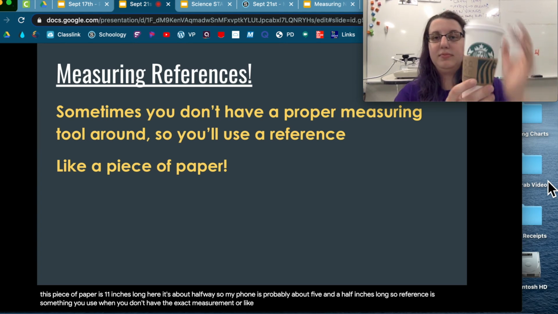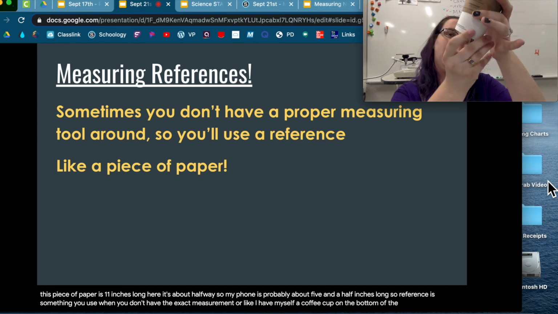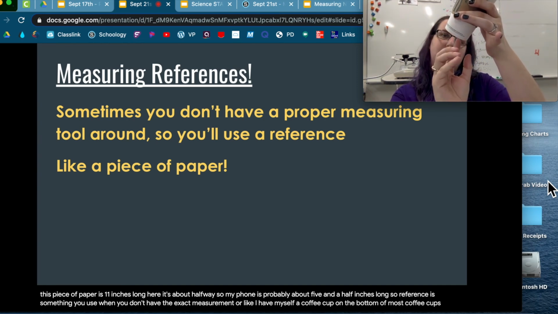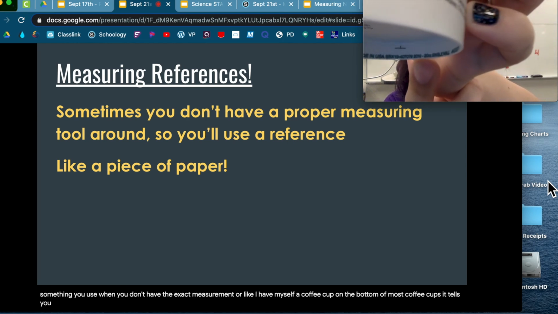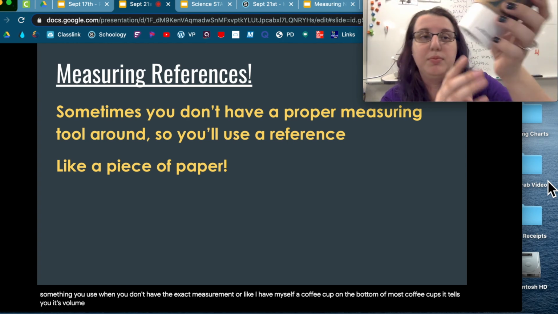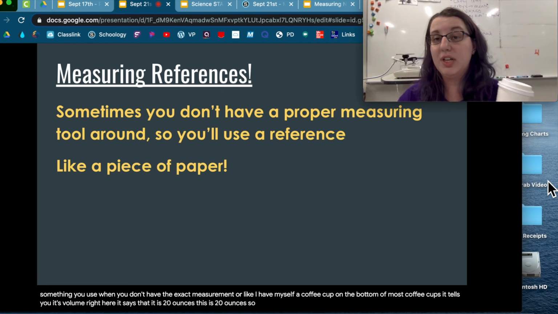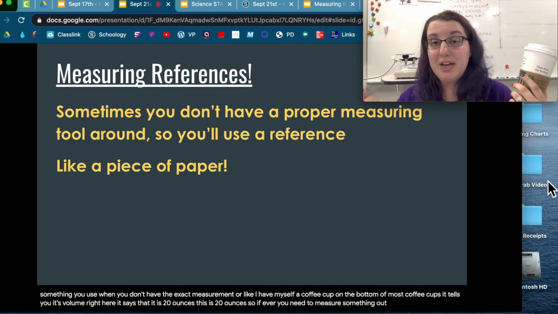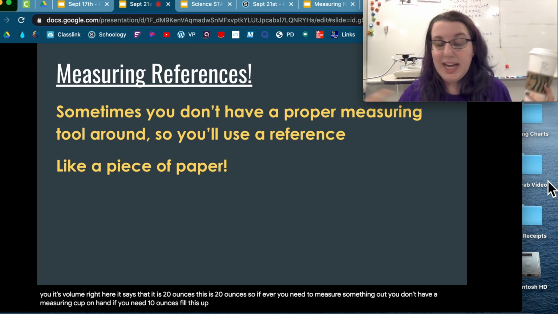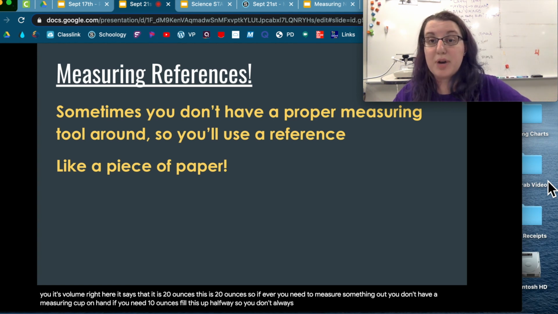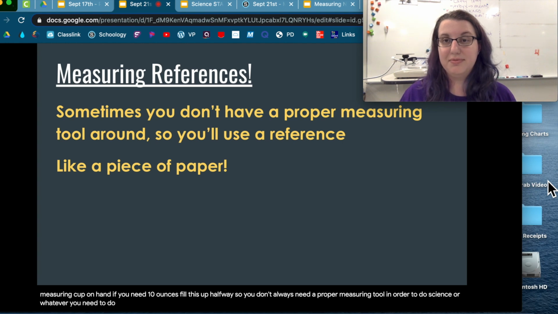Or like, I have myself a coffee cup. On the bottom of most coffee cups, it tells you its volume. 20 ounces, so this is 20 ounces. So if ever you need to measure something out, you don't have a measuring cup on hand, if you need 10 ounces, fill this up halfway. So you don't always need a proper measuring tool in order to do science or whatever you need to do. Okay?